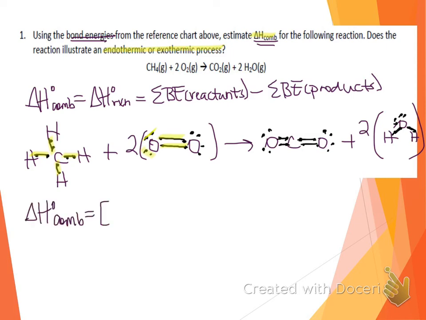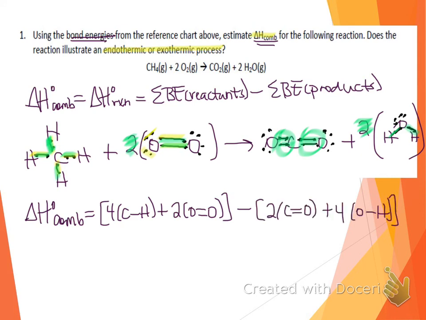Again, the bonds that we're breaking are on the reactant side. I have to break all 4 of these carbon to hydrogen bonds plus this O to O double bond, and remember I have 2 of those. Then I need the total amount of bonds that are formed. I am forming 2 carbon to oxygen double bonds. And then in my water, I'm forming 2 O to H bonds, but I have 2 waters, so in total, we're actually forming 4 O to H bonds.